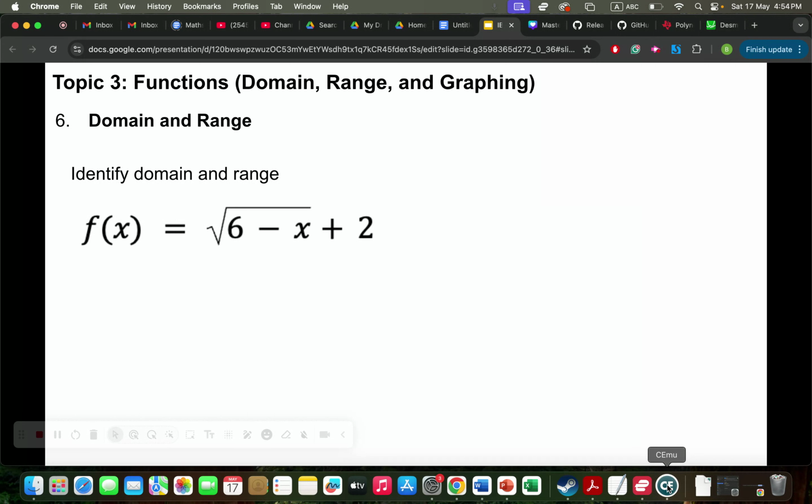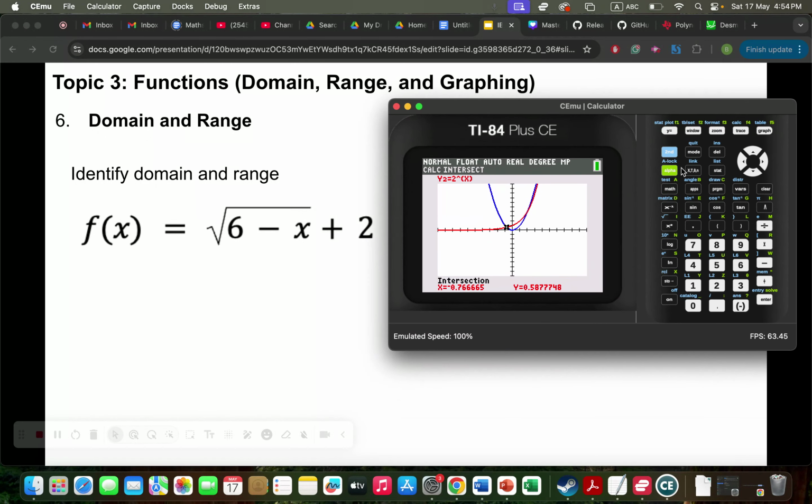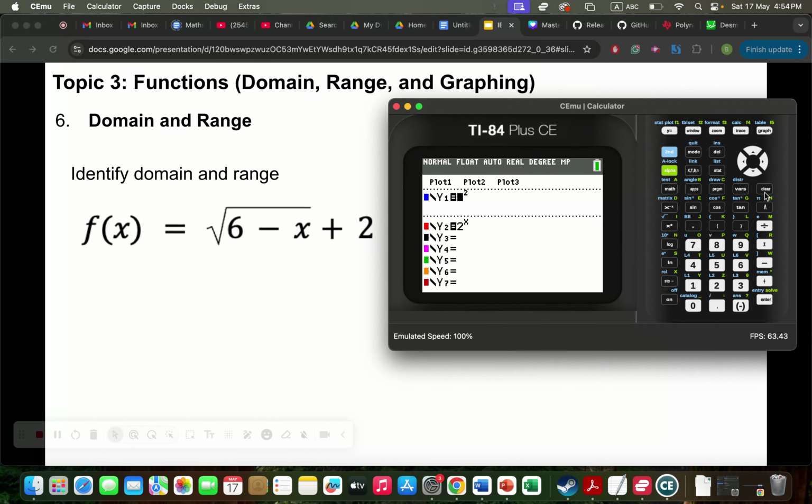Okay, so if you have a question like this and you are asked to find the domain and range, then really what you need to do is just graph it. So you want to graph this equation. I'm going to clear these two equations that I just put in earlier. So I'll go to second, click on this, get the square root sign, so this will be 6 minus x, then this will be plus 2, and I will graph it. Let's see how the graph looks.